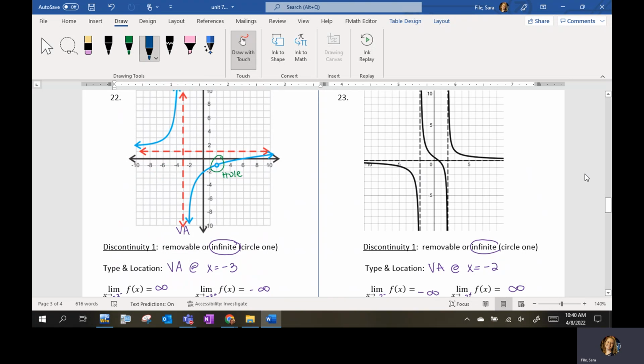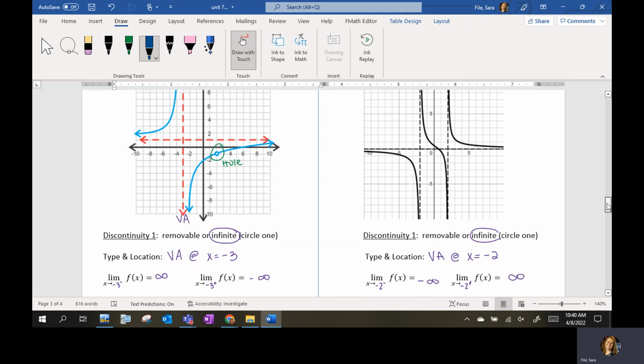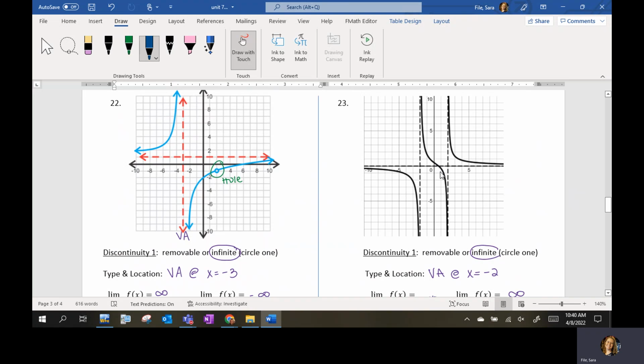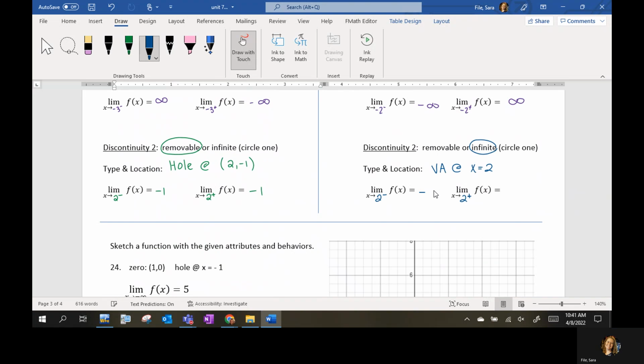The second vertical asymptote is at +2. So that again is infinite. It's a vertical asymptote at x equals 2. So again, that'll be as x approaches 2 from the left and 2 from the right. And let's see, as it approaches from the left, what's happening? Negative infinity, and from the right, positive infinity.